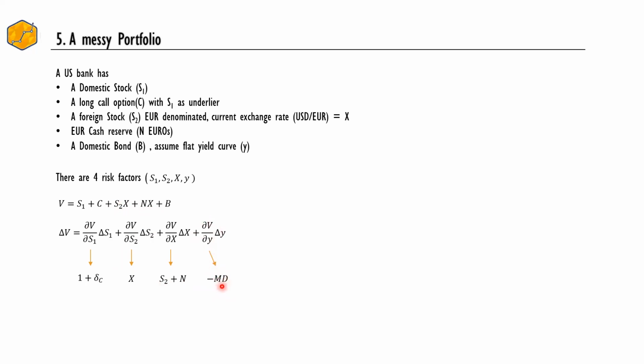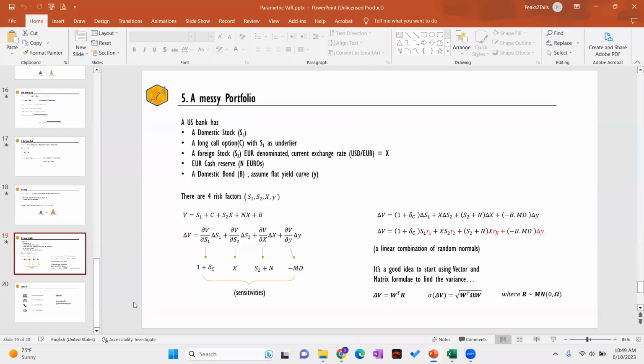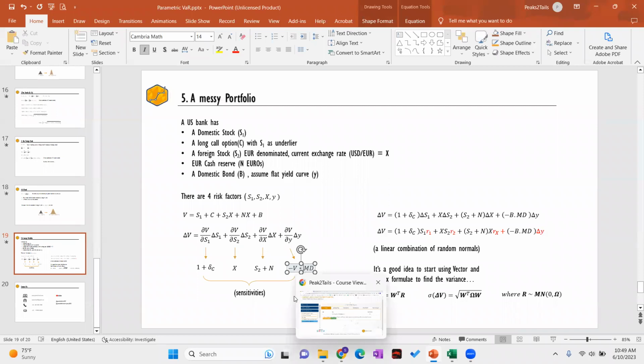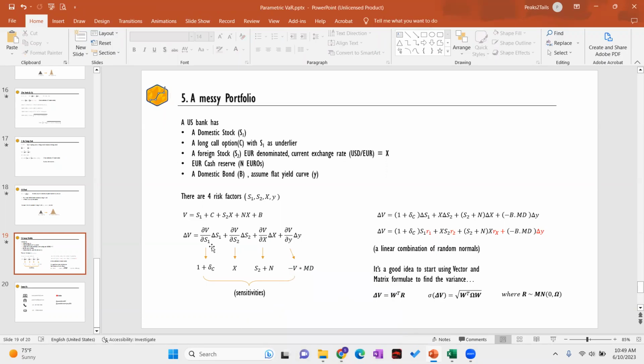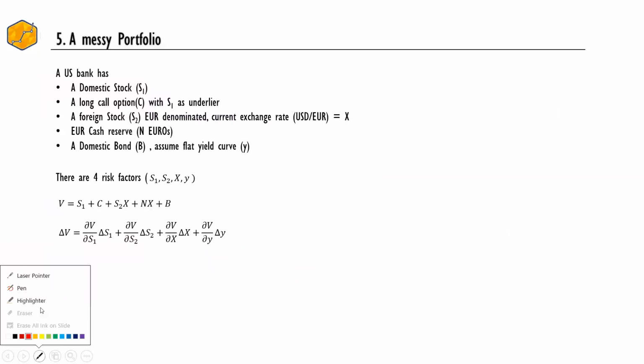And del V by del Y, actually there is a correction here. This should be V times modified duration, right? So we have B. We can write B or V. Actually, let me not write V because otherwise I'm using V for portfolio, right? Let's put B here. Okay. All right. So we got this expression.